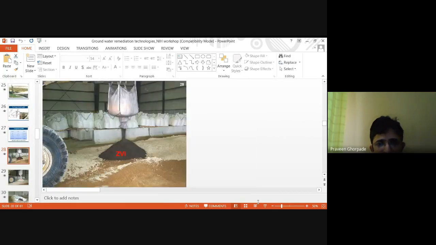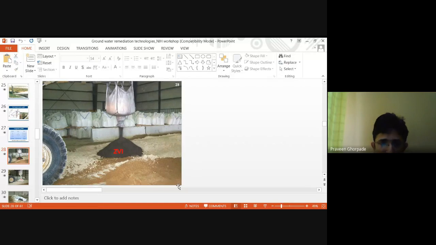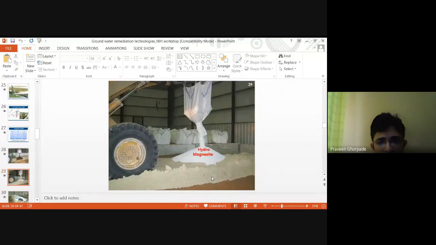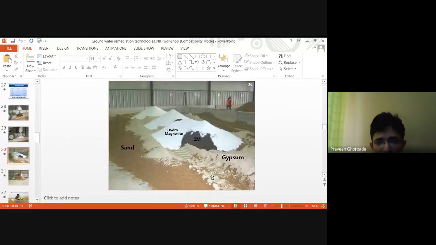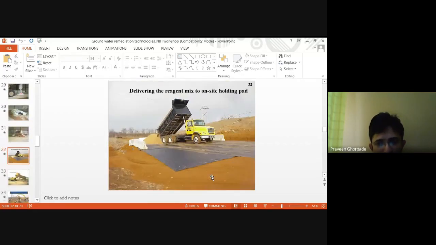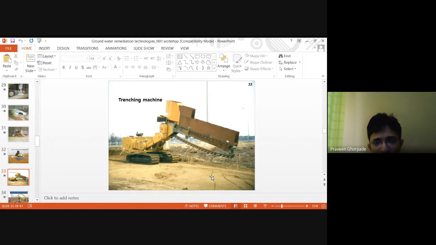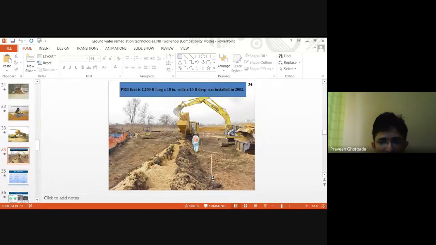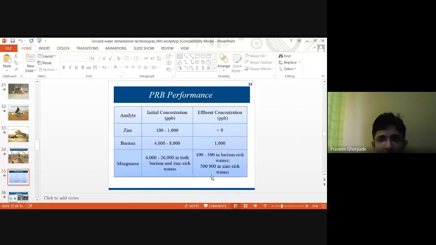Now you can see that this is how the ZVI, zero valent iron, is mixed. These are the chemicals which are mixed before it is put in the trench. Basically, these are all reactive materials. Now this will be mixed and delivered on site, and it will be filled in those PRB trenches. This is a trenching machine which will create that trench. You can see this is a PRB. This is where they put this material, and then they will check the performance of the PRB on a regular basis.